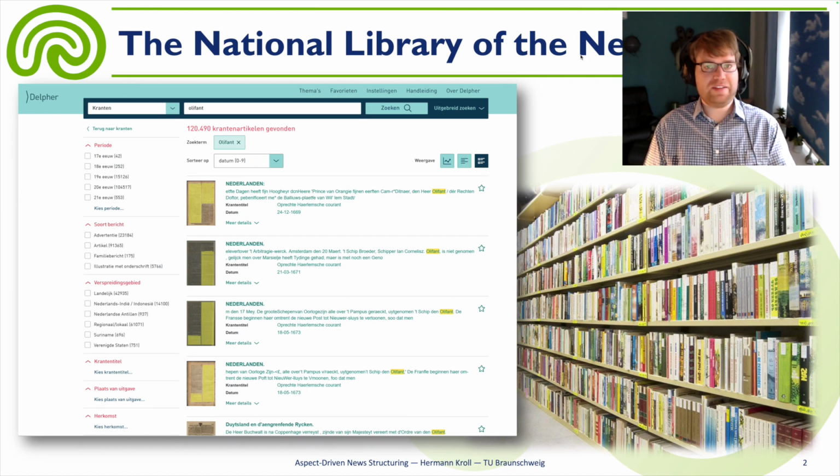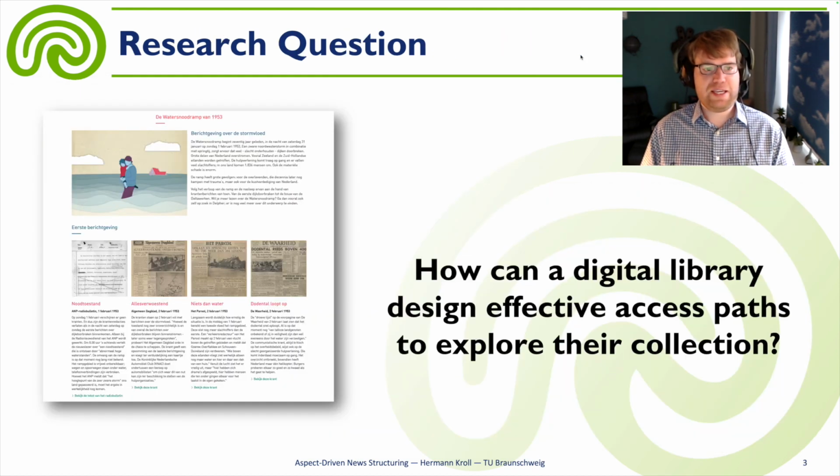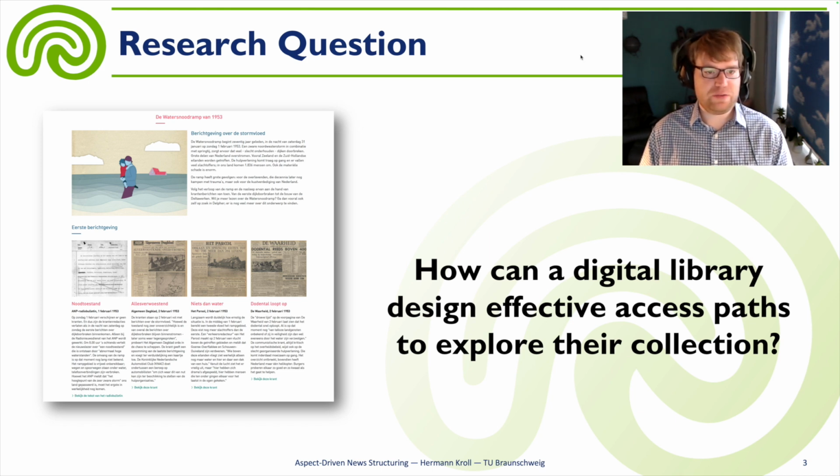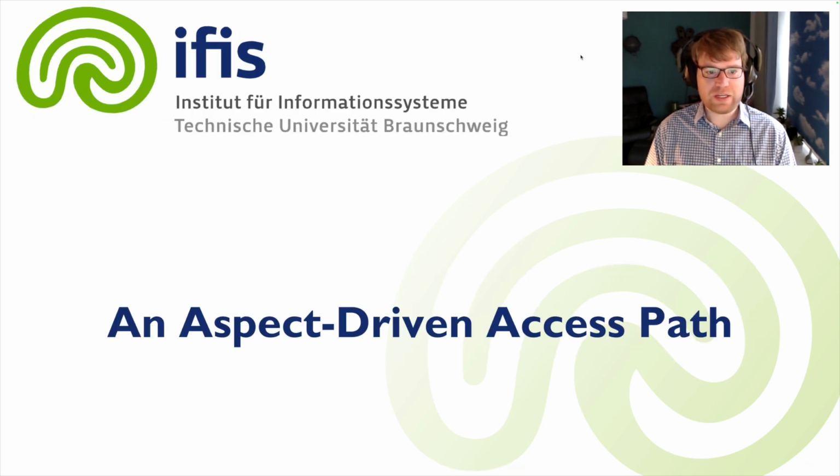And to assist users in this process, the KB designed handcrafted web pages where they selected some articles and then wrote a story about the articles, right? A short story and then some articles, and they tell the following story during that time frame. And our question was whether we could help the KB and automate the process a bit by designing some access path which allows users to explore the KB's collection. Our goal for this work was to create an aspect-driven access path.